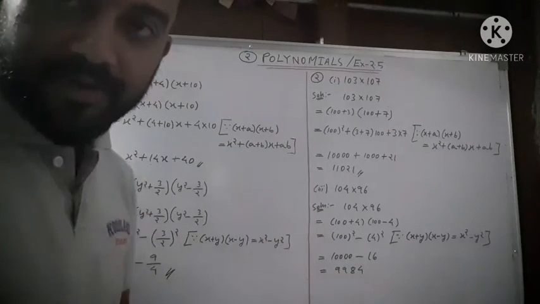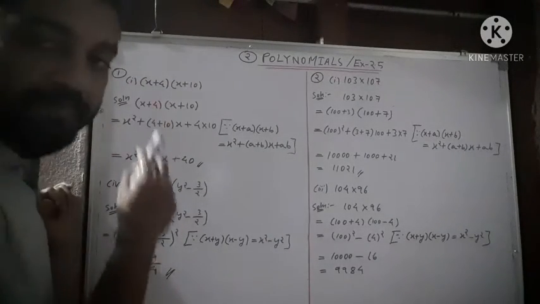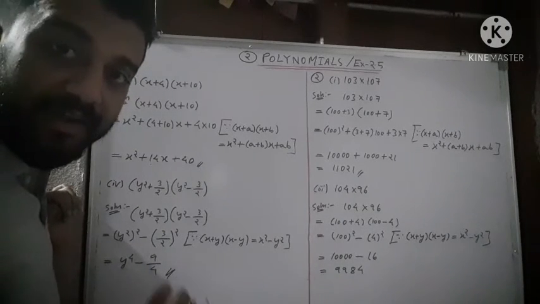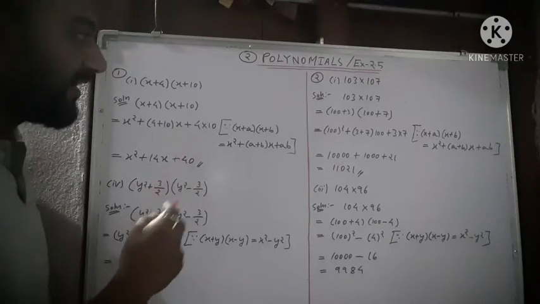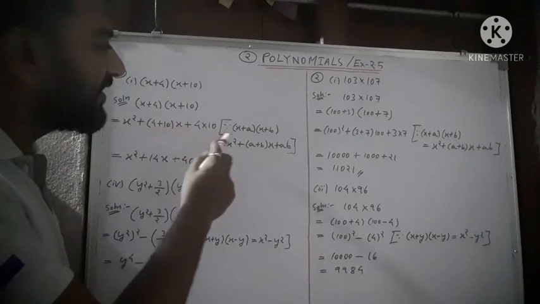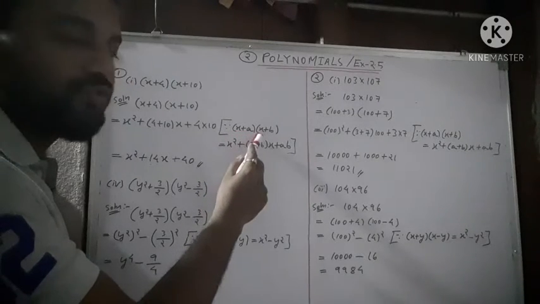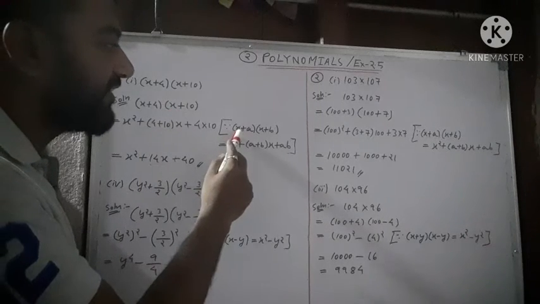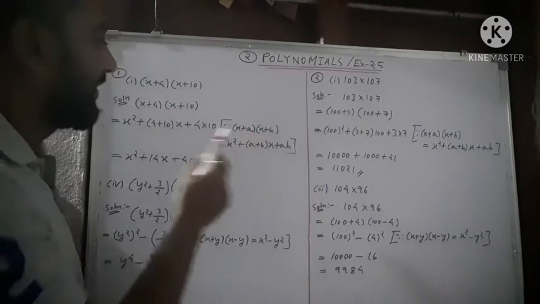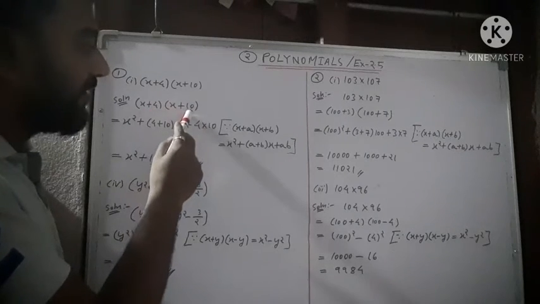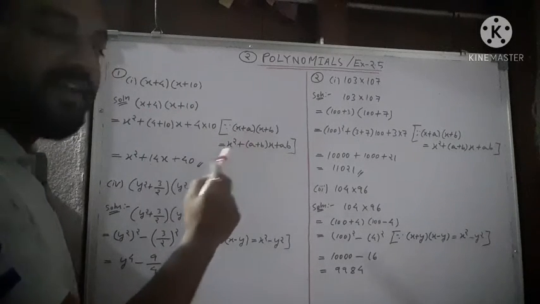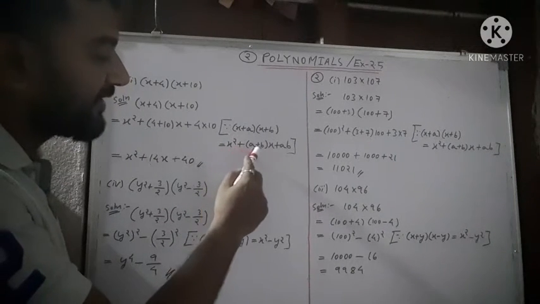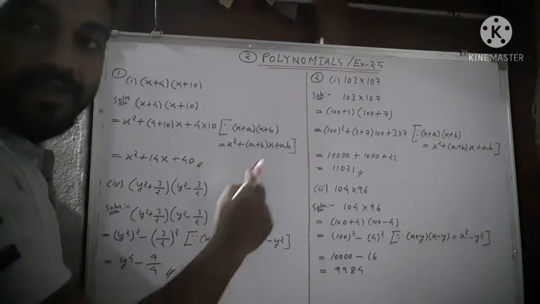So let's start with the first question, Roman number 1, that is (x + 4)(x + 10). First we have to understand which algebraic identity we will use in this case. We can use the identity (x + a)(x + b), where the value of a is 4 and the value of b is 10. The result of this identity, which we discussed in the last class, is x² + (a + b)x + ab.